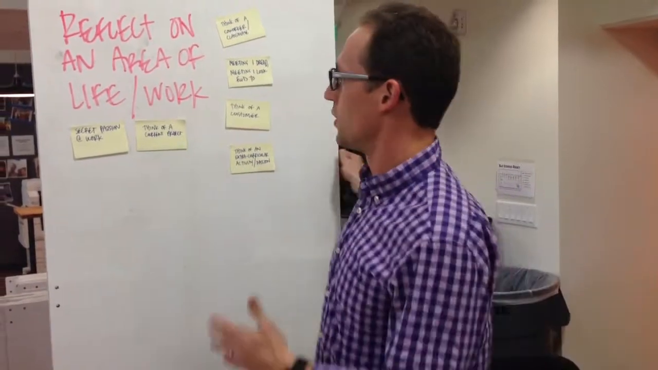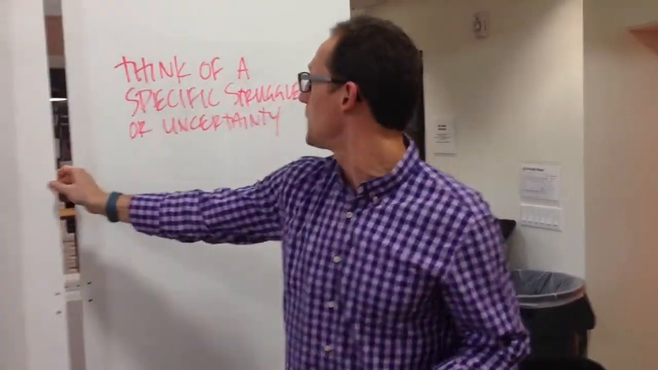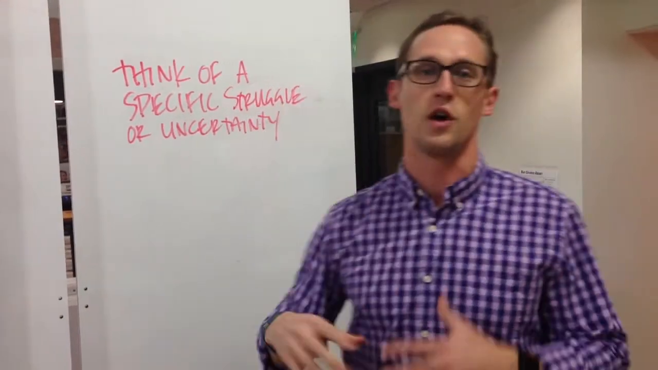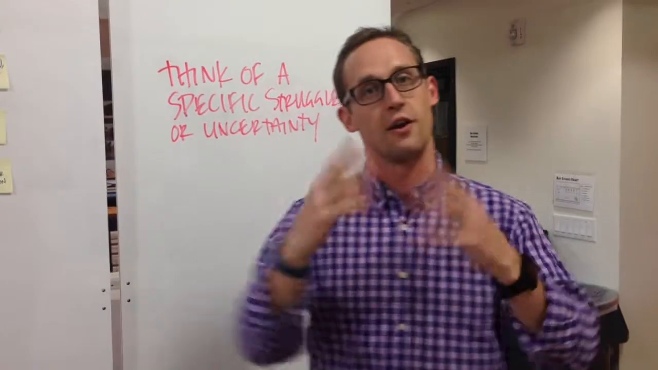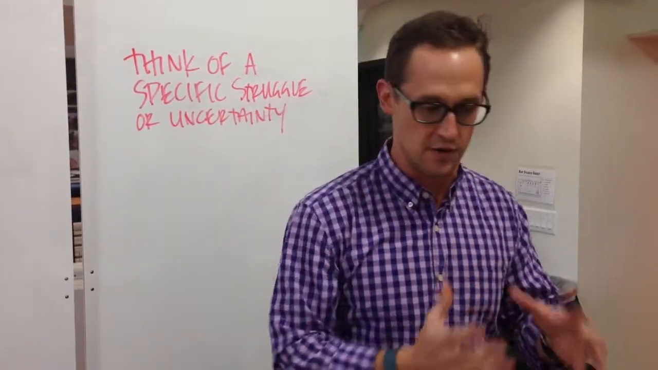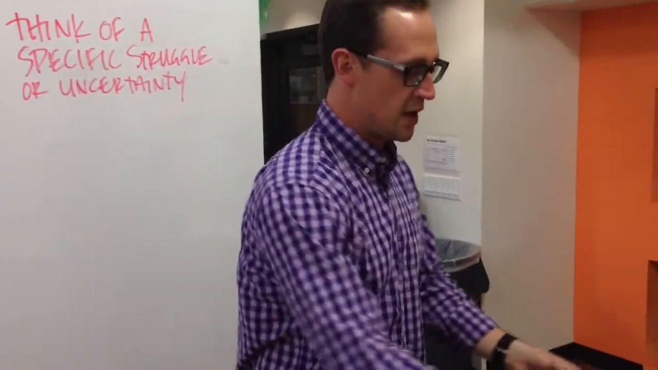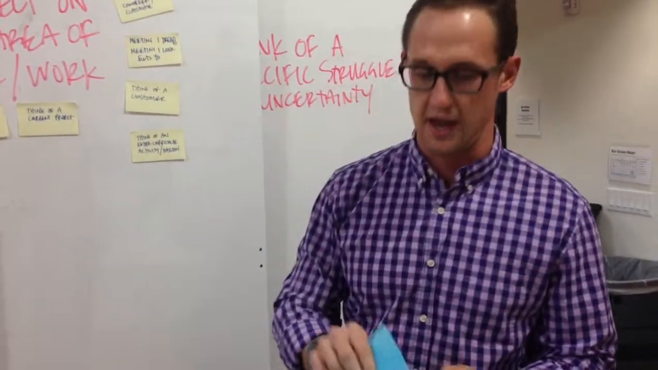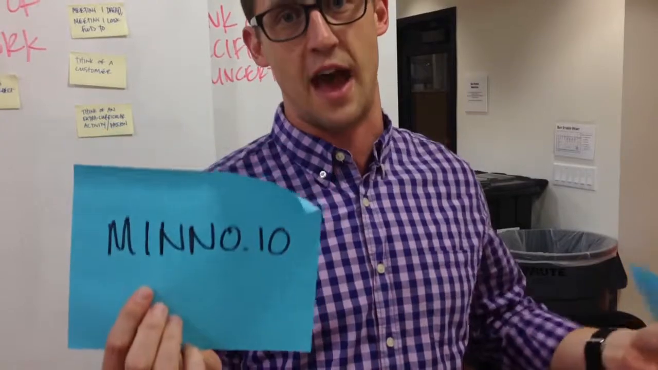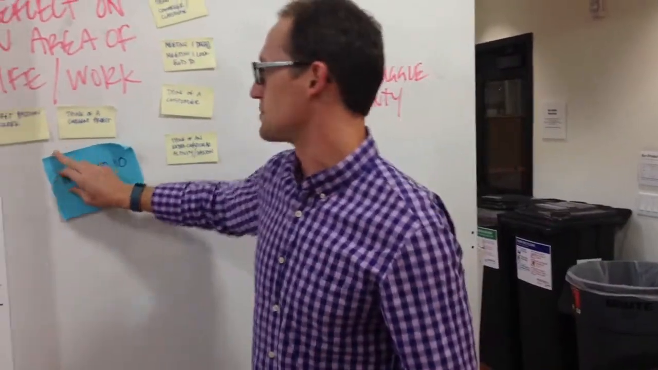And then what you want to do is, after you've thought of those areas of your life, think of a specific struggle or uncertainty related to that area. Okay, so after you've picked an area of your life, pick a struggle and uncertainty. So for me, for example, I resonated with this idea of thinking of a current project. Okay, I've got a project called Minnow, which is an app we're using with students. So that's my current project.